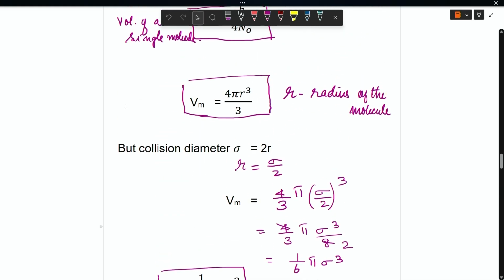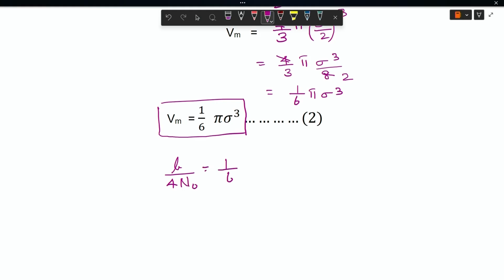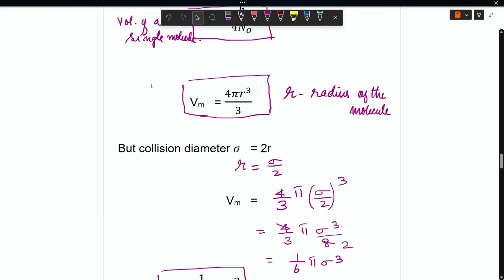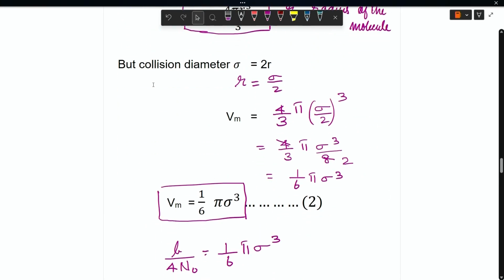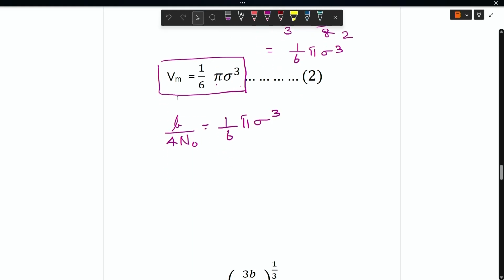So, I can equate these two, that is B by 4 N0 is equal to 1 by 6 pi sigma cube. See, B by 4 N0 is equal to 1 by 6 pi sigma cube. This is equation 2. So, I am equating those two equations, and from that I am going to derive the collision diameter, or the diameter of a molecule.